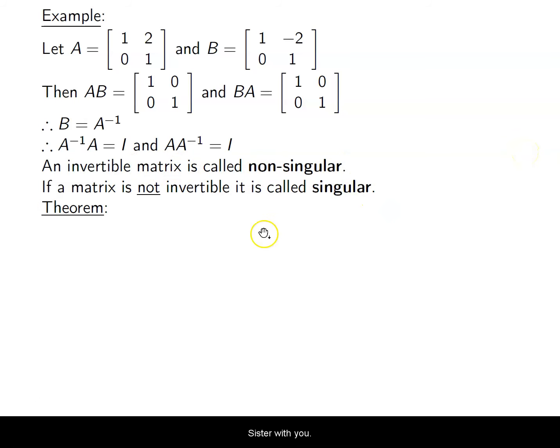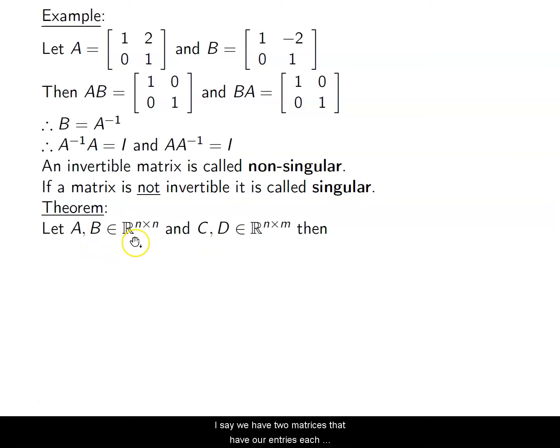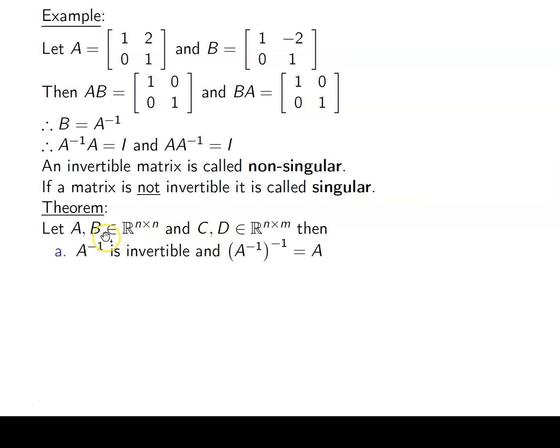Okay, so let's do a theorem. Let's say we have two matrices that have real entries each. Both of these matrices are n by n. And then let's take another two matrices and have those be n by m. Then A inverse is invertible, and the inverse of the inverse will bring you back to the A matrix. So you can invert an invertible matrix an infinite number of times, basically.